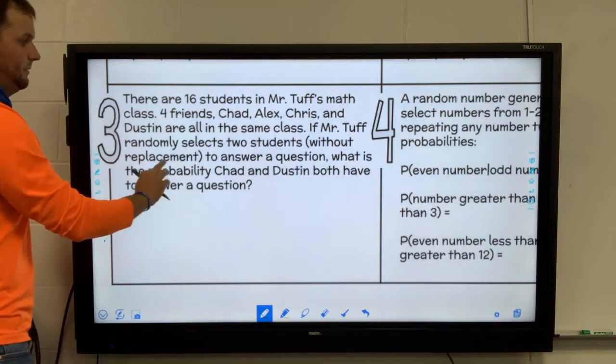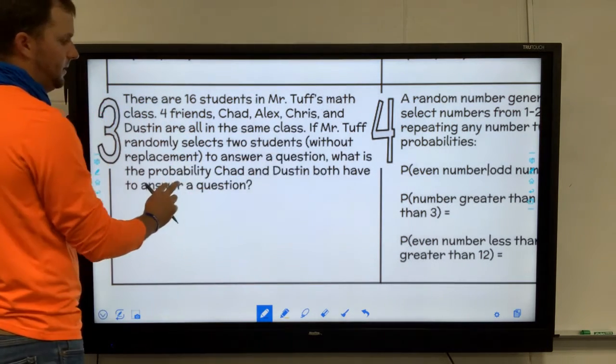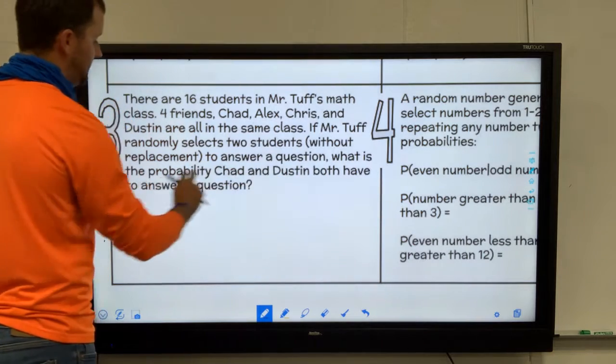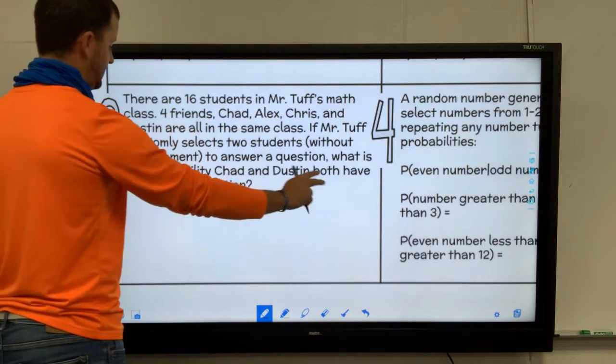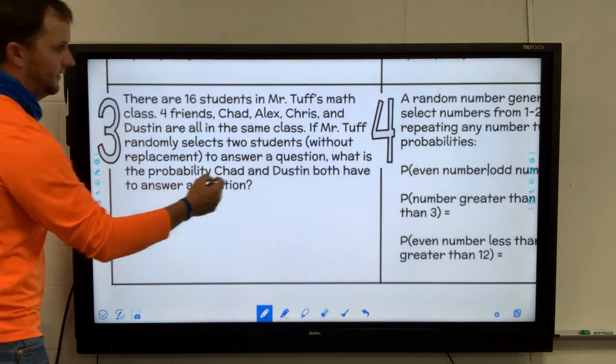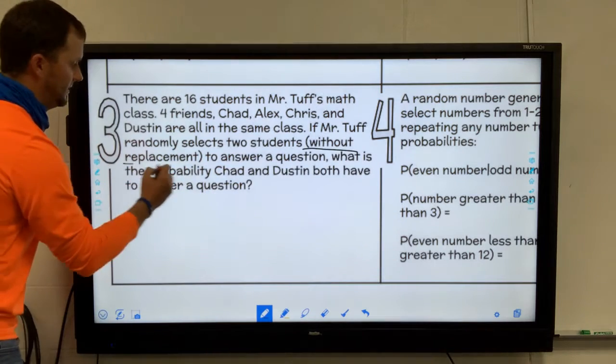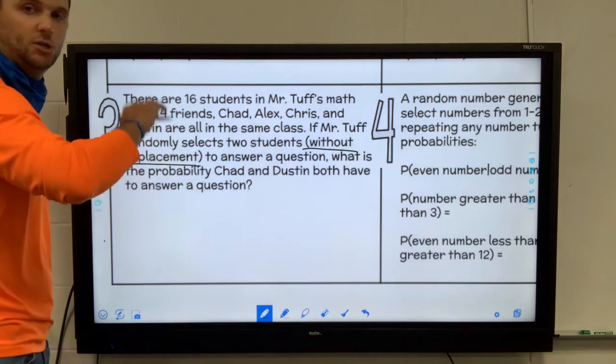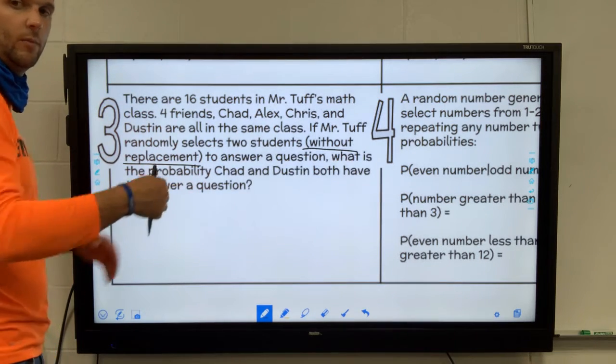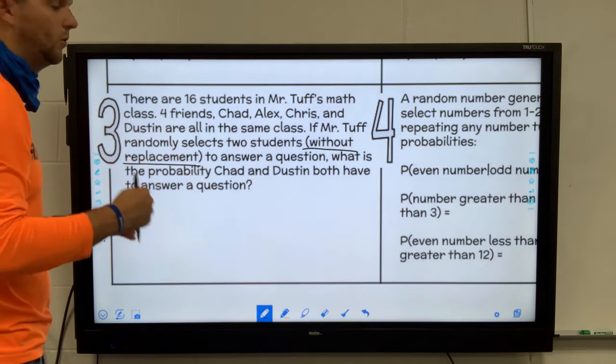If Mr. Tuff randomly selects 2 students without replacement to answer a question, what is the probability that Chad and Dustin both have to answer a question? So the thing you have to look at is without replacement. That means he's not gonna choose the same person again. So remember, you're doing desired outcomes over total outcomes.